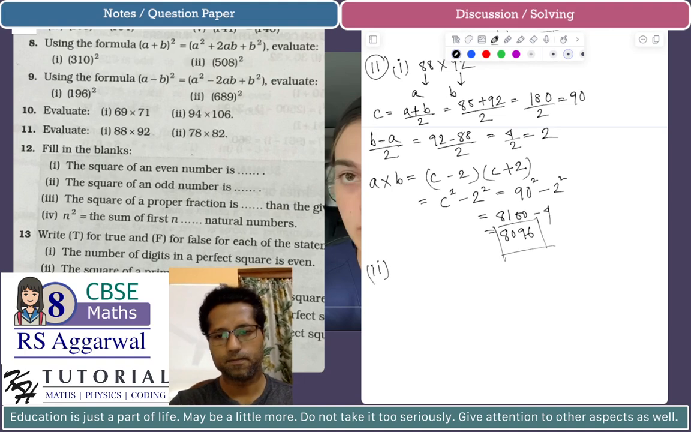So let's do part 2. 78 multiplied by 82. It is the same thing. Consider this as A, consider this as B. Now find C equals to (A plus B) by 2. That is equal to 78 plus 92 divided by 2.